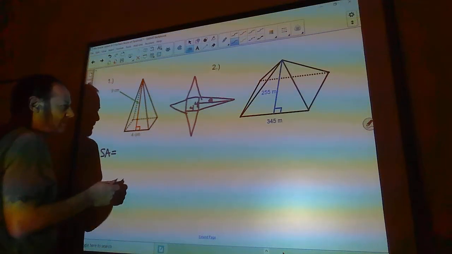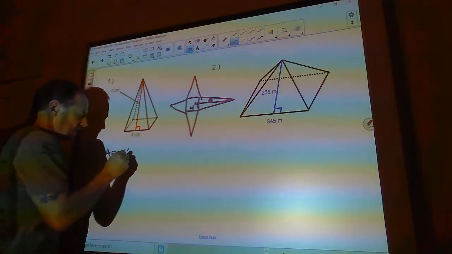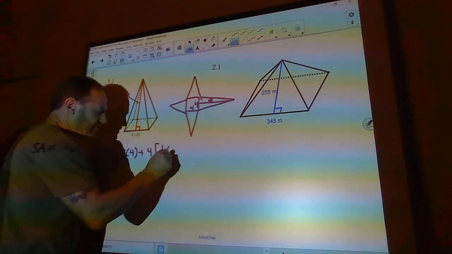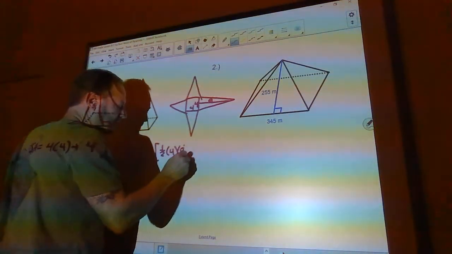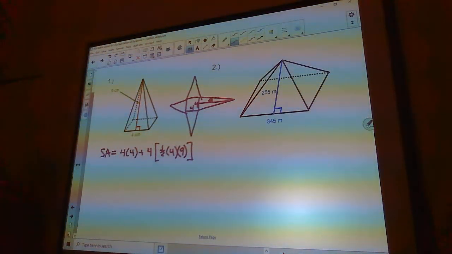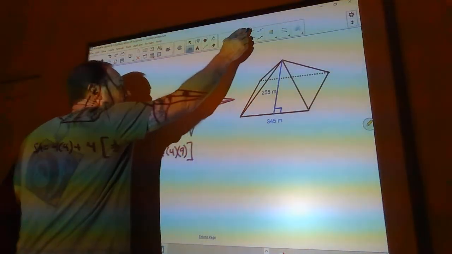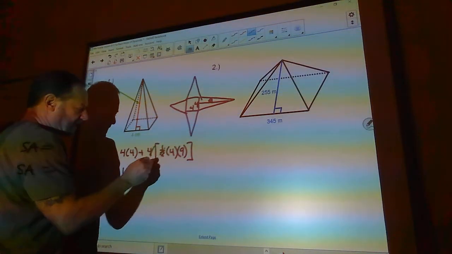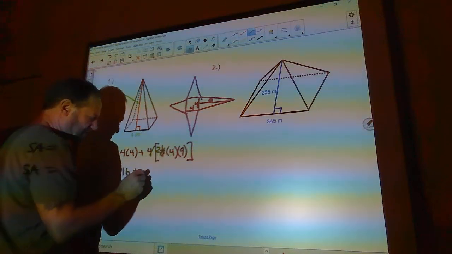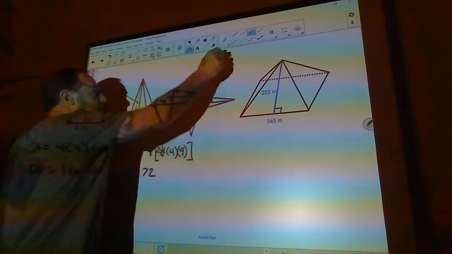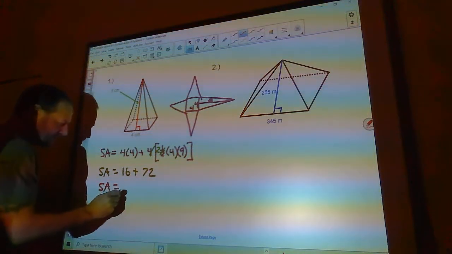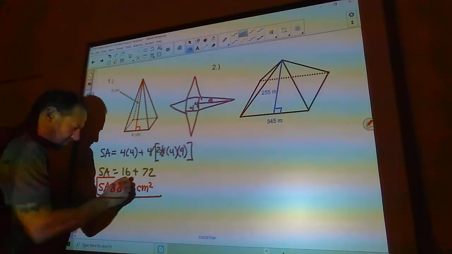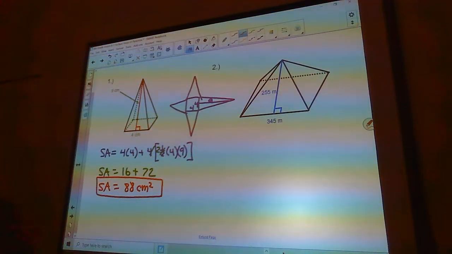So the surface area is going to be 4 times 4 for the base, plus 4 identical triangles, half the base, which is 4, times the height of the triangle, which is 9. So this is going to be 16, plus that's going to cancel and make a 2. So 36 times 2 is 72, and then that's going to be 88. My units are square centimeters. So you should have gotten 88 square centimeters on that one.